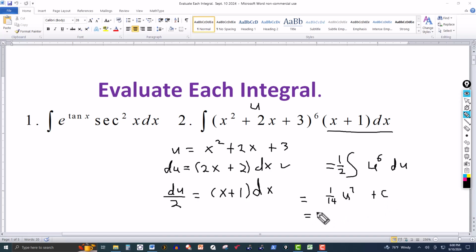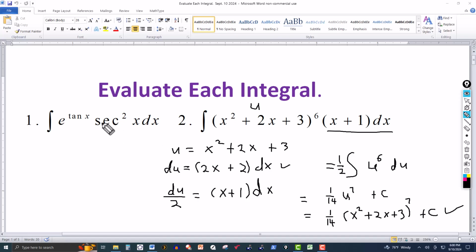Then all I have to do is go back to the original variable. So this would be 1 over 14, and the u is x squared plus 2x plus 3, and that's taken to the 7th power. And of course we have the constant of integration. And this is your final answer for this one.